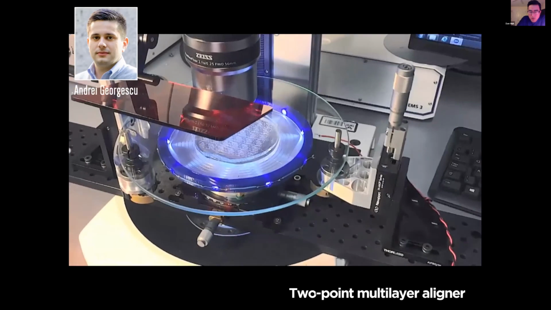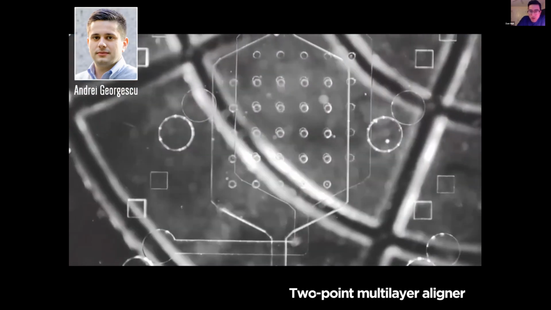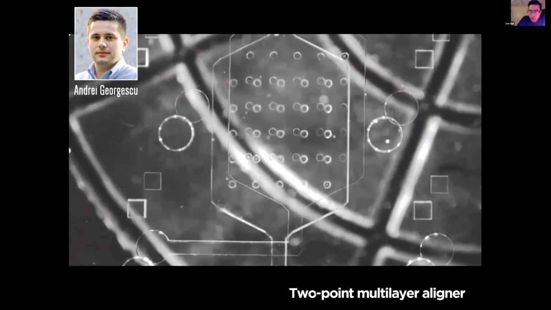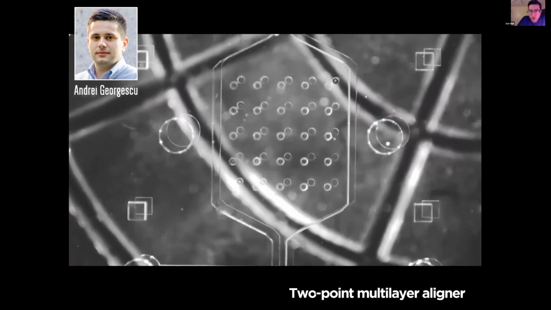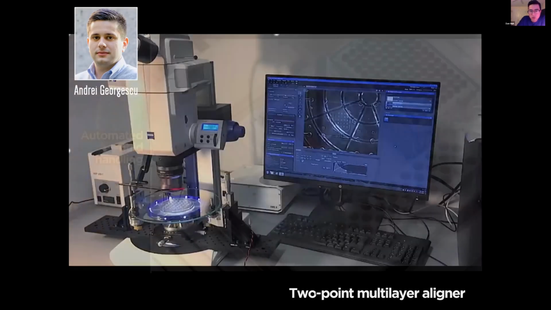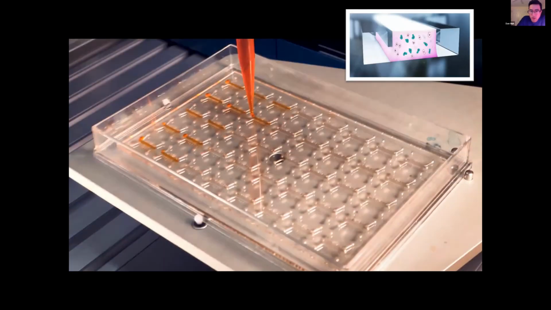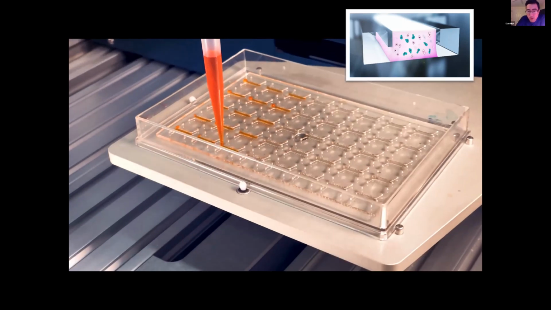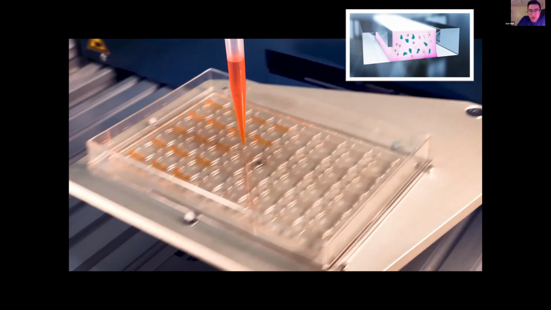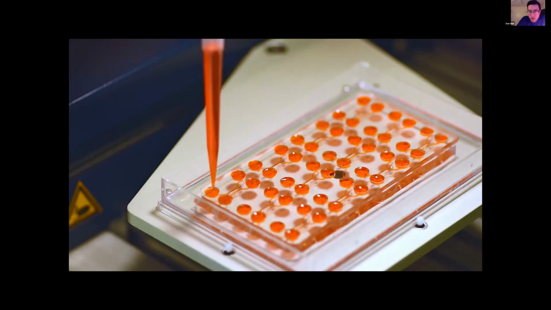So it's not easy to do that when you have more than 100 channels to bond and align. So he has also built a 2-point multi-layer aligner system guided by video microscopy, as you can see in this movie. We're also building robots to automate fluid handling. So this is, for example, robotic gel loading into the blood vessel forming device that I just talked about. And we can also automate important steps of cell culture, like exchanging media.